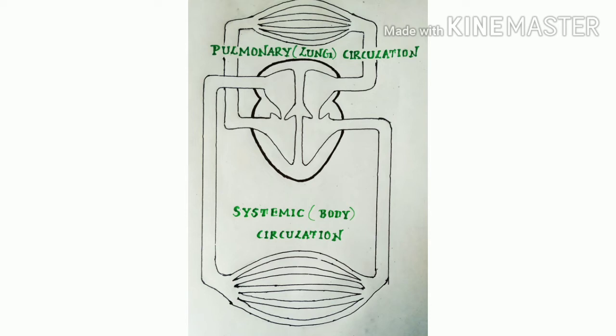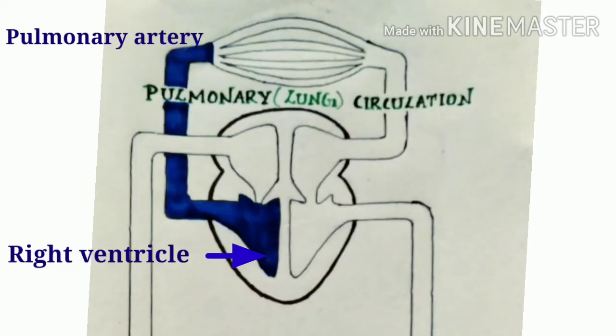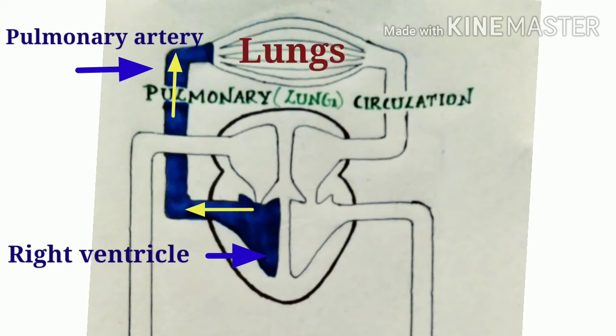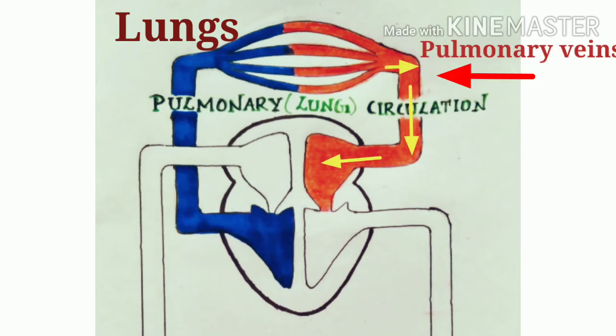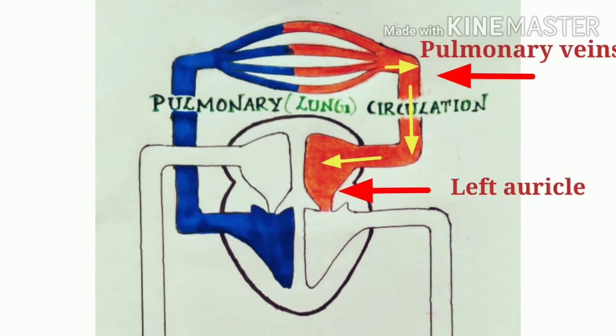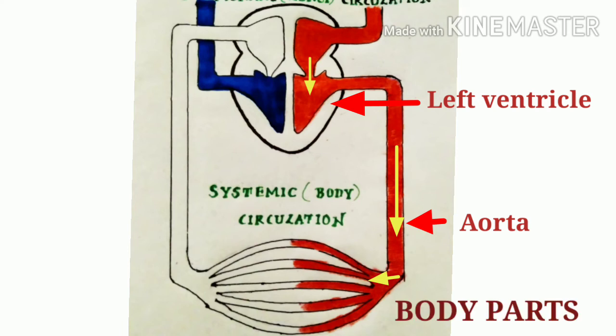Now, let's go through a general plan of double circulation of blood in the human body. Blood from the right ventricle of the heart is taken by the pulmonary artery to the lungs for oxygenation. The oxygenated blood from the lungs is carried by the pulmonary veins to the left auricle of the heart. This oxygenated blood from the left auricle goes down to the left ventricle and is carried by the aorta to all body parts.